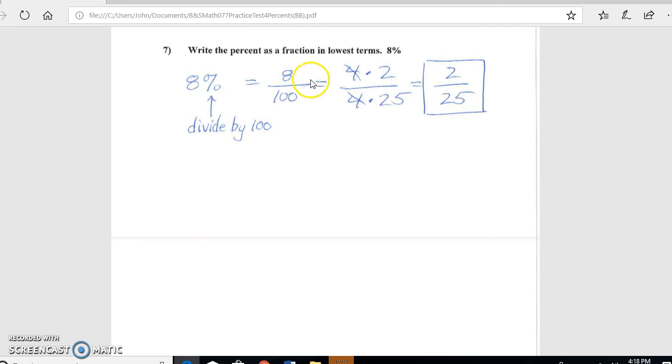I've done it here by hand. I've broken down the 8 into a 4 times 2 and the 100 into a 4 times a 25, and then the 4's cancel on top and bottom, leaving me with the fraction in lowest terms, which is 2 over 25, which is your answer.